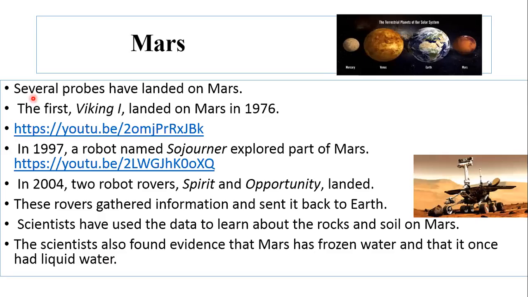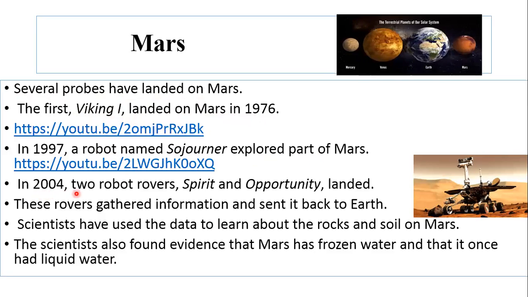Now, several probes have landed on Mars. The first Viking landed on Mars in 1976. Also, you can watch the video for this. Now, in 1997, a robot named Sojourner explored part of Mars.